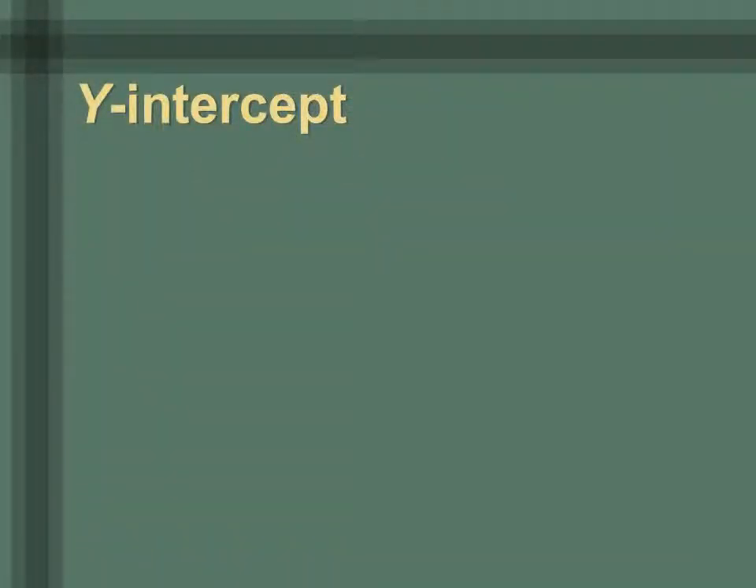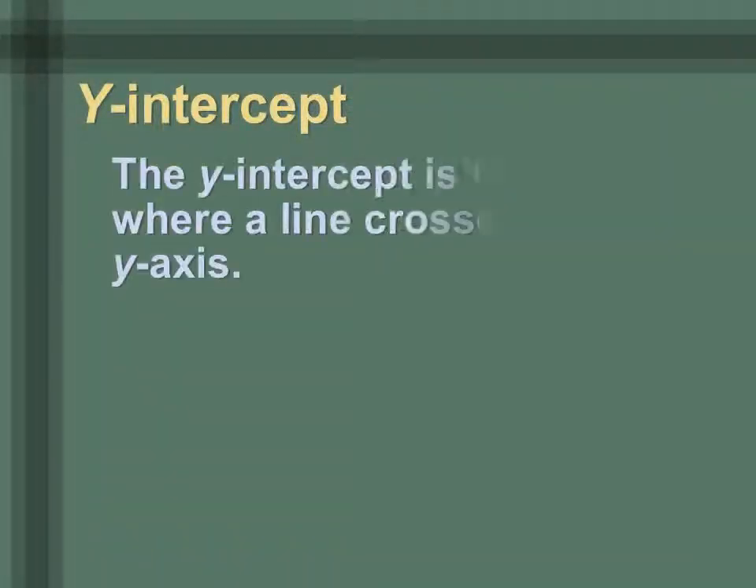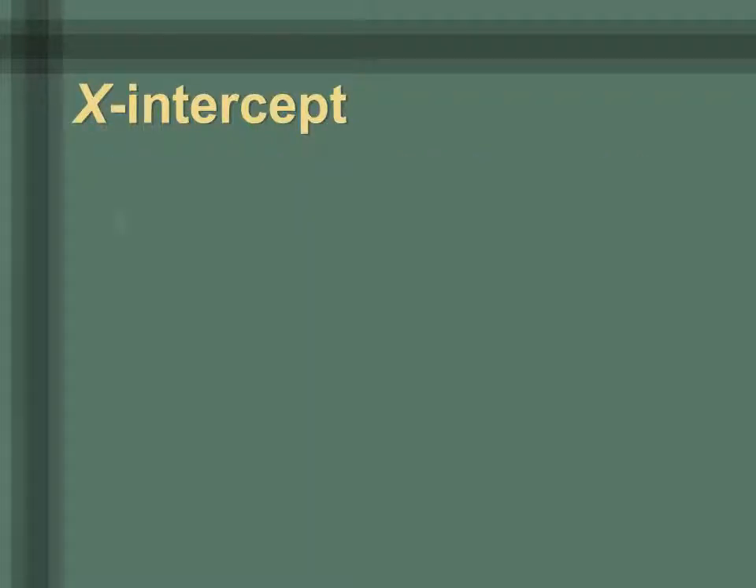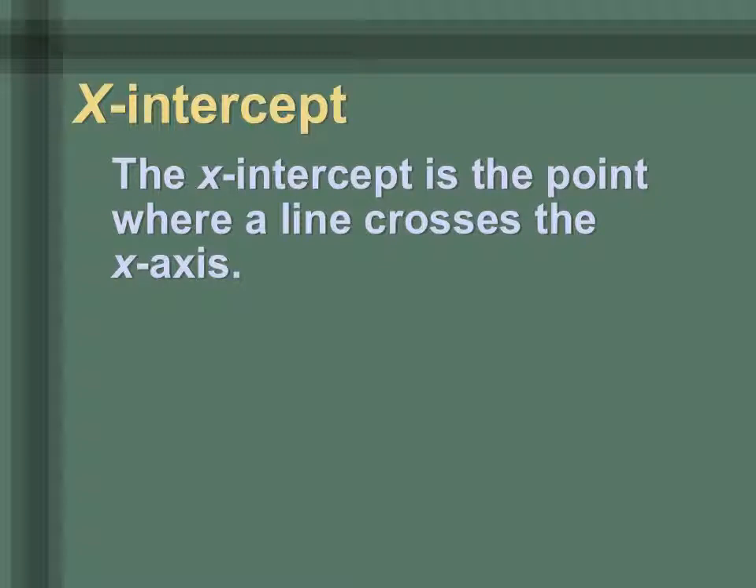So now let's talk about a term called the y-intercept. The y-intercept is the point, so it's an ordered pair, where a line crosses the y-axis. So think about it as intercepting that y-axis. It's intersecting that y-axis. The x-intercept is the point, so another ordered pair, where a line is crossing the x-axis. So it's intersecting the x-axis.